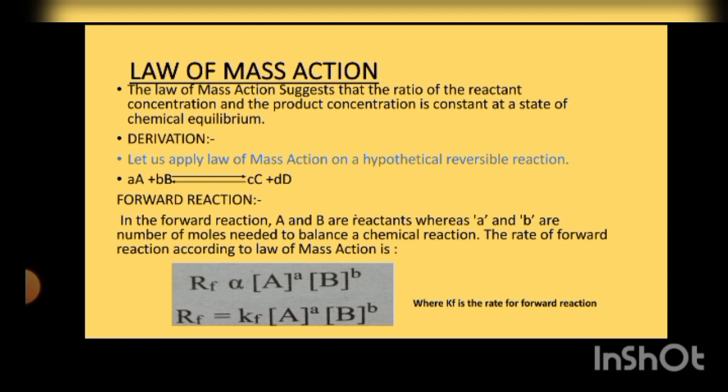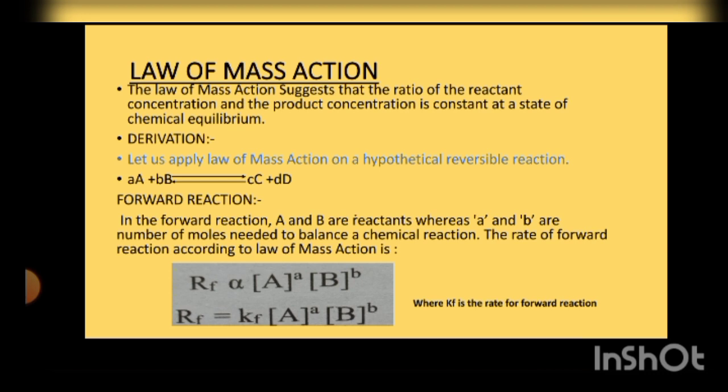In the law of mass action, first of all, you should know what the suggestion of the mass action is. The suggestion of the mass action is related to dynamic equilibrium. And what does dynamic equilibrium say? Dynamic equilibrium says that the ratio of the reactant concentration and the product concentration is constant at a state of chemical equilibrium, as we have discussed. Upon this suggestion, you have to derive an equation, or a derivation, or a relation.